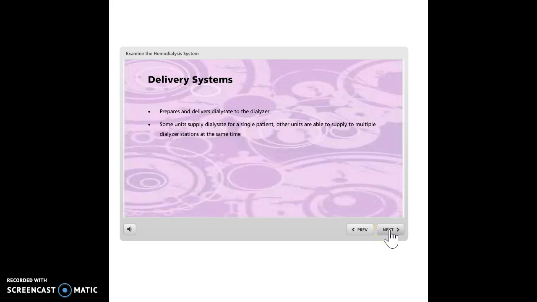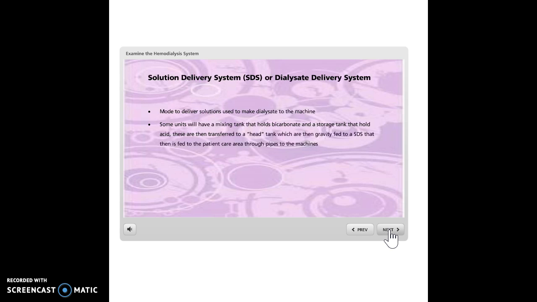So there are delivery systems. This is going to prepare and deliver the dialysate to the dialyzer. Some units supply dialysate for a single patient, like in that jug at the very beginning of this presentation. Other units are able to supply multiple dialyzer stations at the same time. That's going to be called something on the wall. We'll say the dialysate's on the wall.